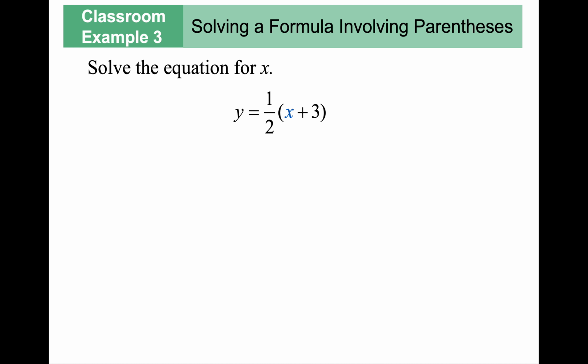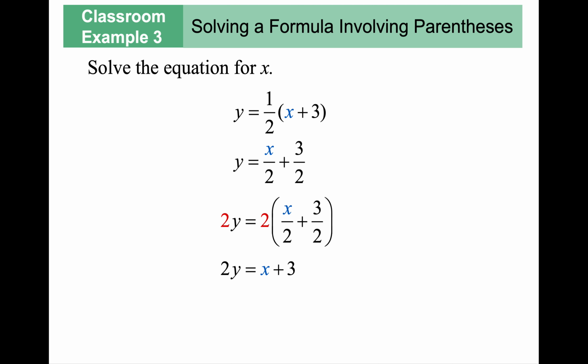Let's look at how this might be similar to solving an equation for x. I need to distribute 1/2 to both of my terms, which would be x over 2, and 1/2 times 3 is 3/2. Next, I would want to multiply by the least common denominator. Since 2 and 2 have a least common denominator of 2, I'm going to multiply everybody by 2, which gives me 2y equals x plus 3. Now I want to isolate x, so I'm going to do the opposite of plus 3, which is subtracting 3. So now I know that x equals 2y minus 3.